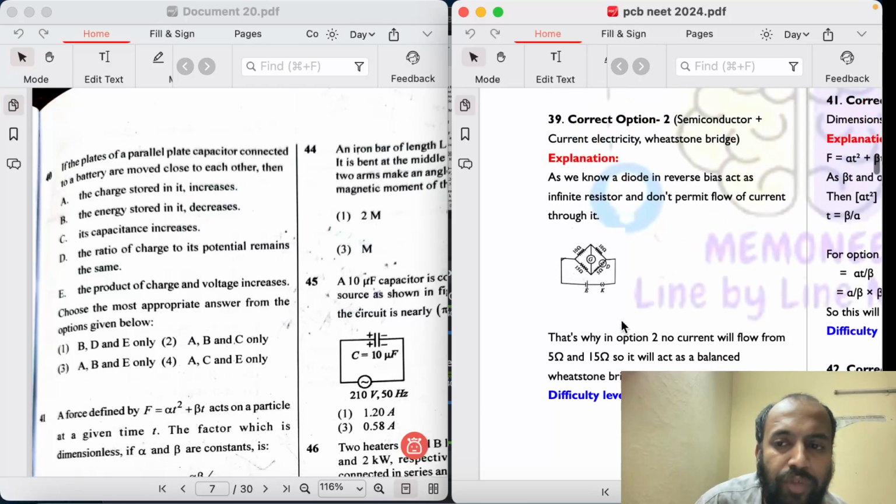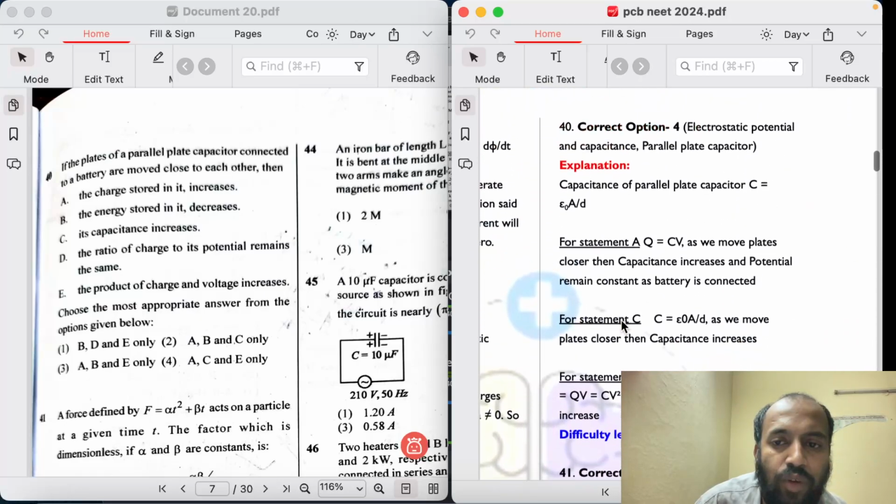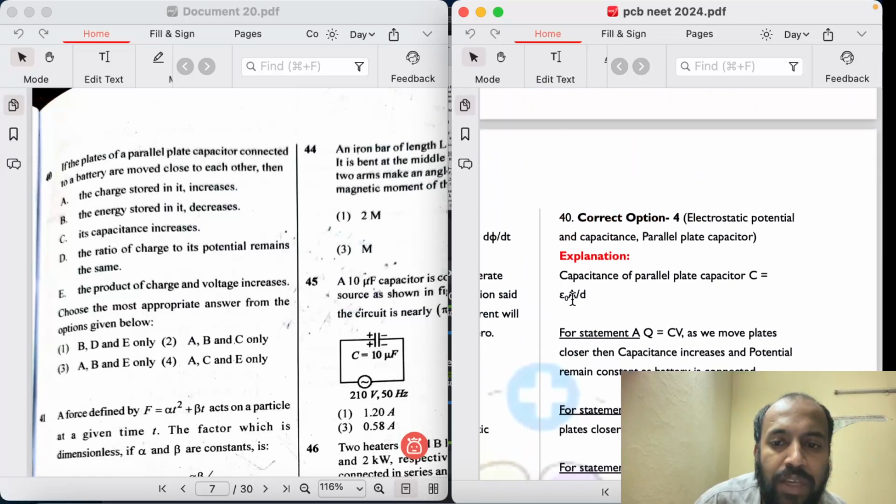So the capacitance of a parallel plate capacitor, I guess all of you remember this, very simple, epsilon naught A divided by D. So that means if I increase the distance, the capacitance will reduce, but here it says that it is moving close to each other. So that means D is moving in, that means the capacitance will increase. Now keeping that in mind, let's read the statement.